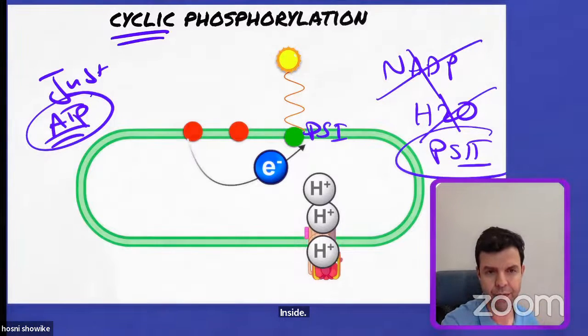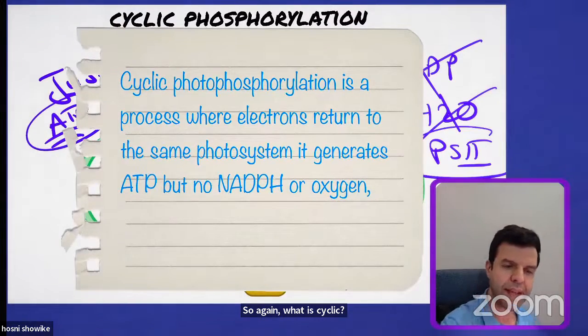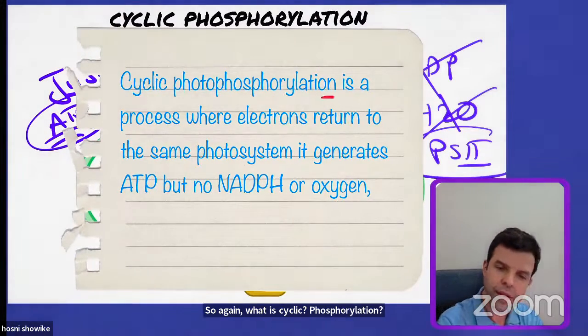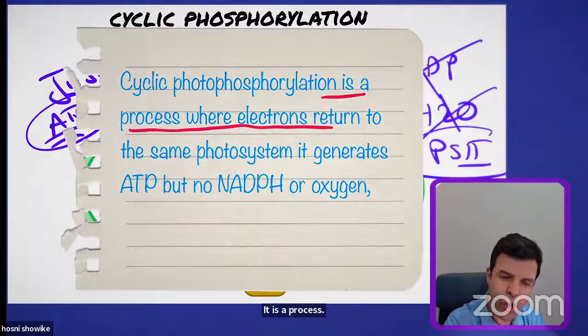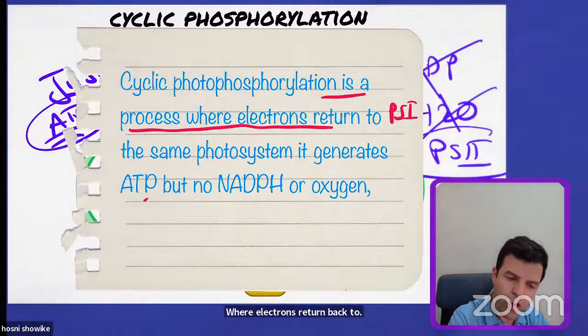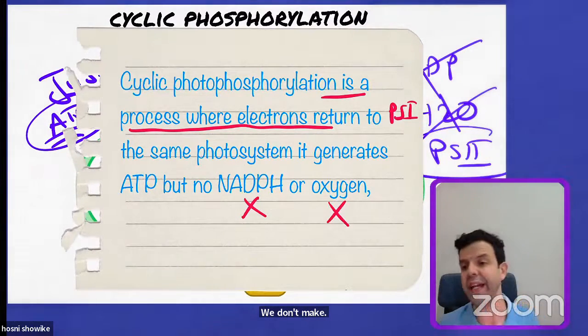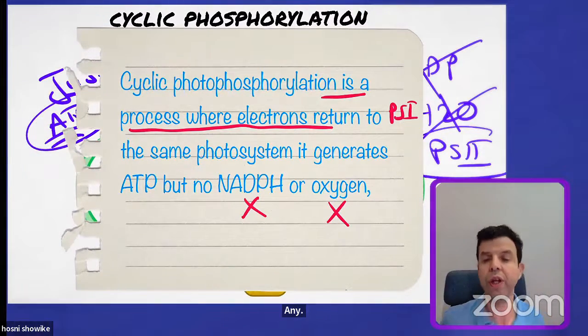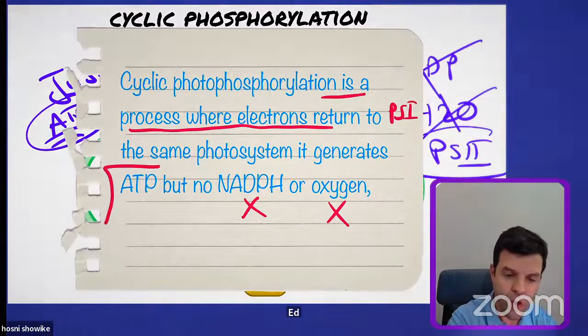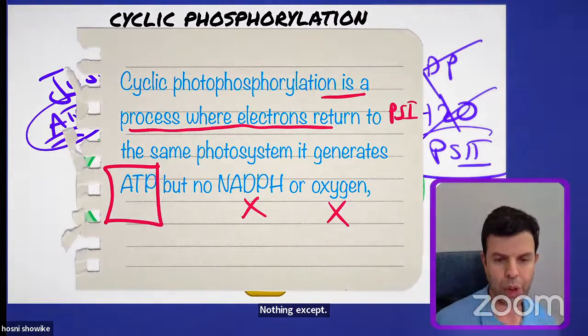Only that. Okay? So again, what is cyclic phosphorylation? It is a process where electrons return back to PS1. We don't make any NADPH. We don't make any oxygen. No photolysis, nothing except for making ATP. Okay?